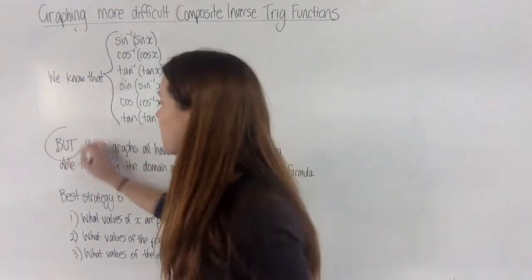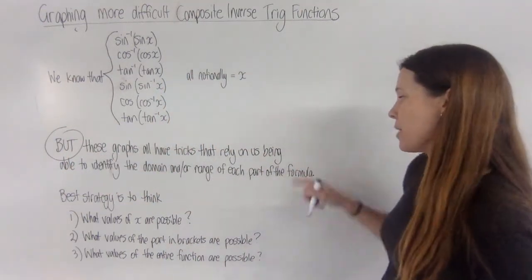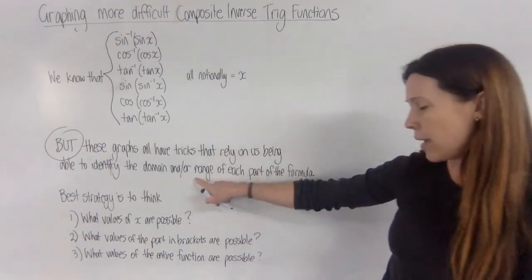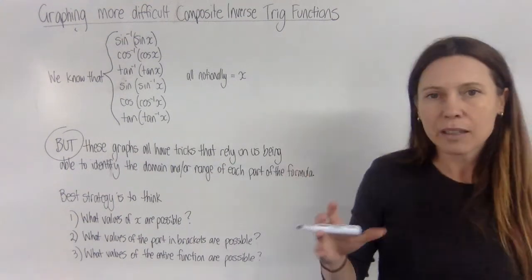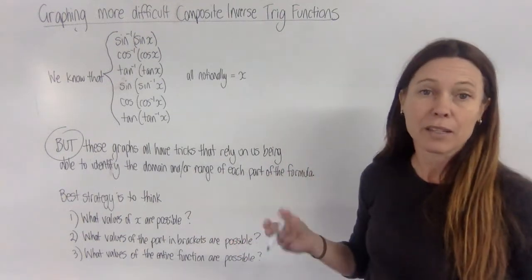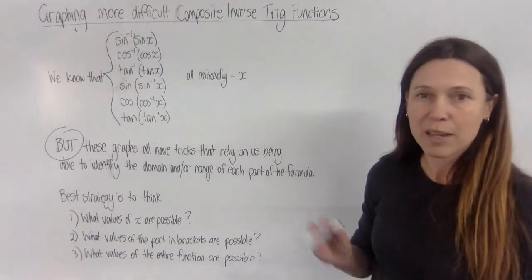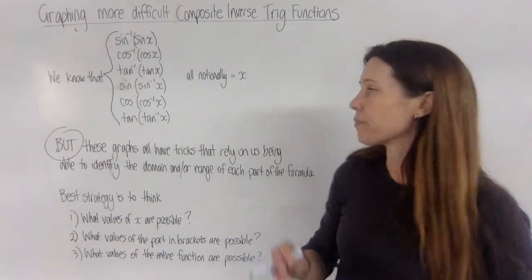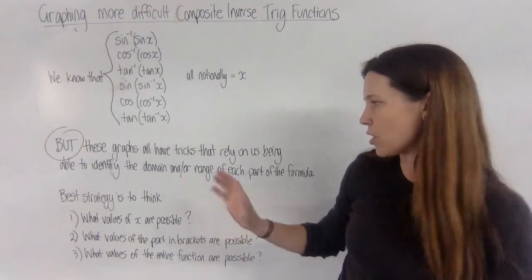But, and this is a massive but, these graphs all have tricks in them. And the tricks rely on us being able to identify the domain and or the range of each part of the formula. So yes, it's going to be a little like y equals x, but there's going to be a trick there, and we have to consider where these graphs actually exist. So here's, I think, the best strategy for these things. I don't want you to memorize what each of these graphs look like. You're much better off knowing some strategies, and then you can apply those strategies freshly every single time you get a question like this.